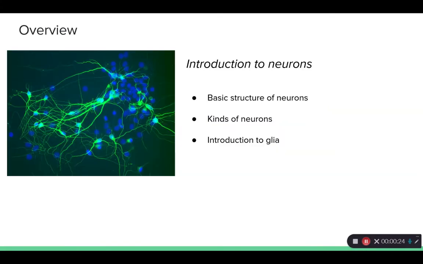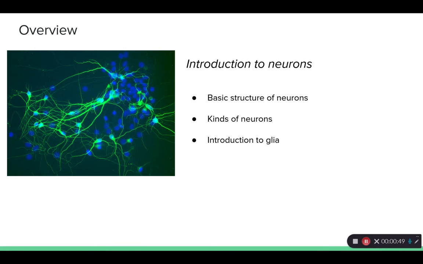And today we're going to actually be talking about neurons themselves. We're going to be talking about their basic structure, and about different kinds of neurons. And we're also going to be talking about a different class of cells in the brain called glia, which are not neurons. They don't perform the same function as neurons, but they do have very important supporting functions for maintaining brain function.